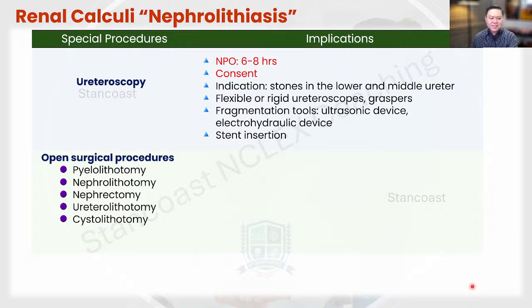And since these are surgical procedures, like invasive procedures, really going to require incisions, the patient will be sent to the OR, and this is going to require them to be NPO for about 8 hours at least for both solids and liquids, and make sure that they have signed the consent, of course.